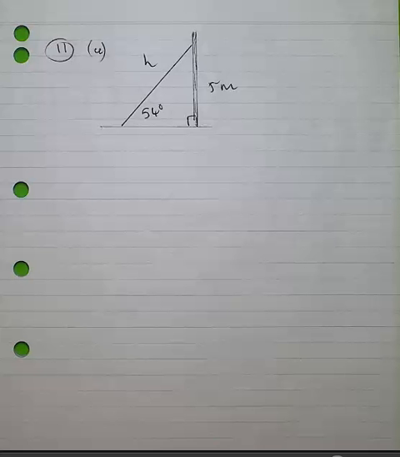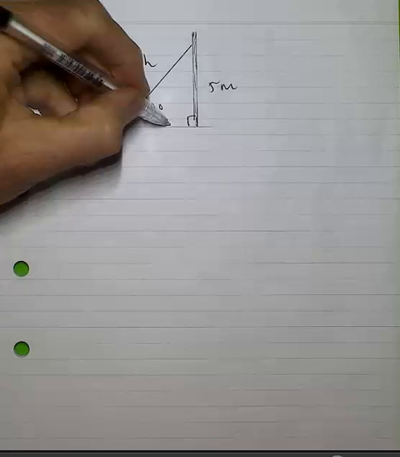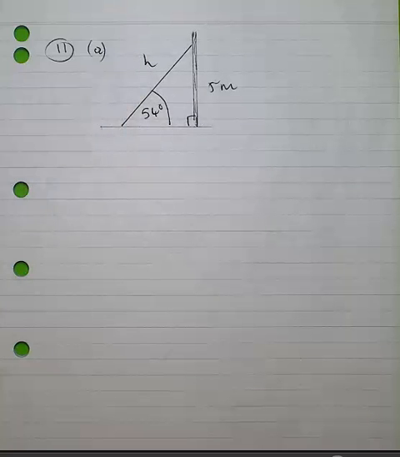In question 11a, you're asked to find the length of the ladder. Now, the secret to solving questions like this successfully is to draw a neat, ruled, sensible diagram. So immediately, the eyes are drawn to the hypotenuse.